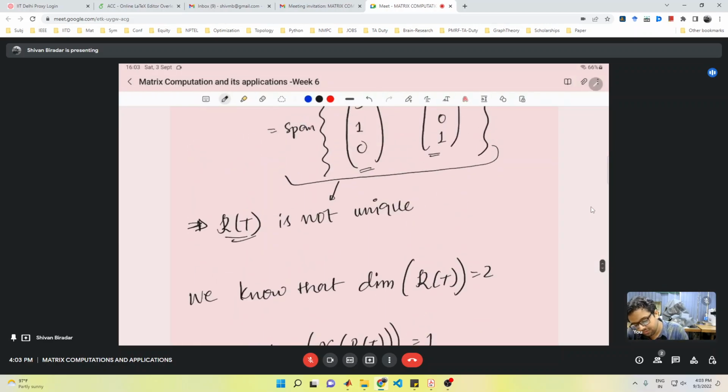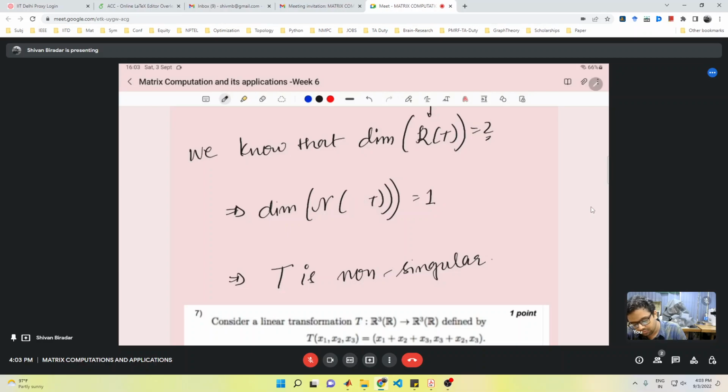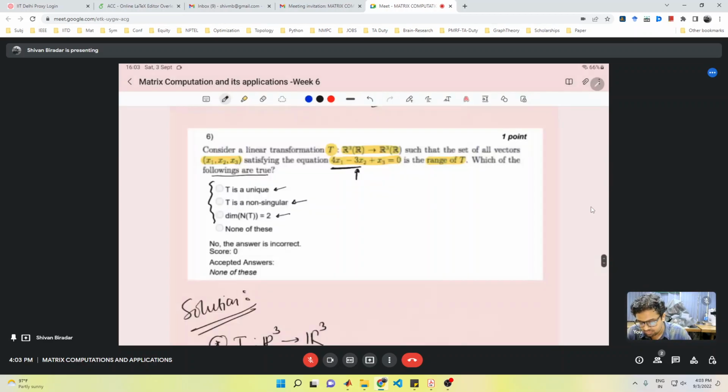So from this, we see that the dimension of range space of T is 2, which means that the dimension of null space of the transformation T is equal to 1. So this basically says T is a non-singular matrix. Okay. So this is true. I don't know why they have written none of this, but T is non-singular.